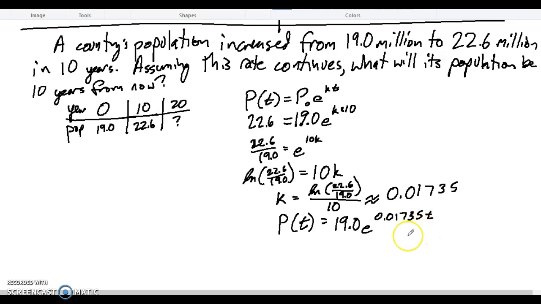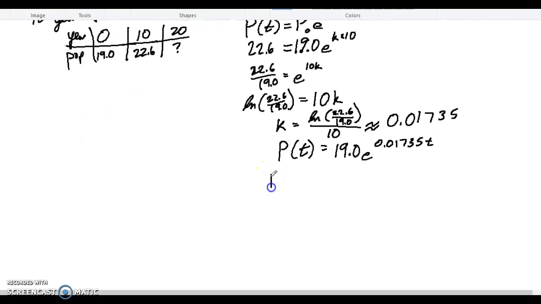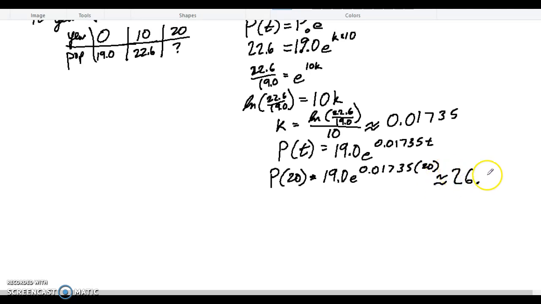Now, if I want to know the population 20 years from now, that's when t is 20. All I have to do is take this model and plug a 20 in for t. So we'll look at P of 20 is equal to 19.0 e to the 0.01735 times 20. And if we plug that into our calculator carefully, we should get 26.9 million.